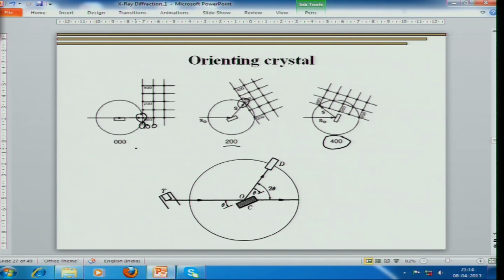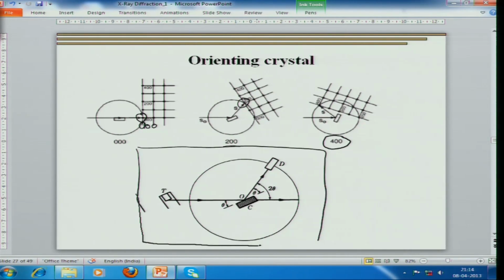I have shown a simple normal theta to theta geometry which is routinely used in our X-ray labs for analyzing polycrystalline samples which comprise multiple grains, but I will cover the basics of the instrumentation part of it at a later stage.